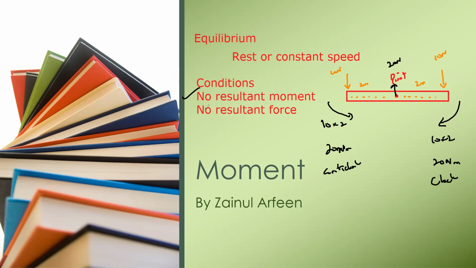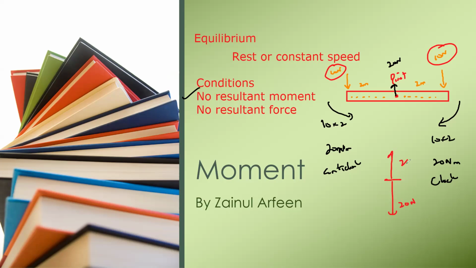The second is there should be no resultant force. So if we want to check for no resultant force, we check the total. What is the total downward force? 10 Newton and 10 Newton is the total downward force. So a total of 20 Newton is down.